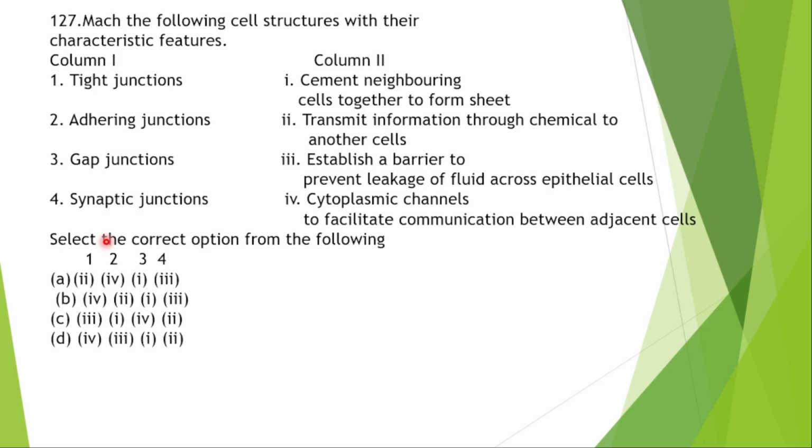Next one is 127. Match the following type of question. Tight junction, which establishes a barrier to prevent leakage of the fluid across the epithelial cell. So 1 is 3. 1 is 3 means C option will be right because it is having only 1. Second one will cross check. Adhering junction, cement neighboring cells together to form a sheet. So the C itself is right.